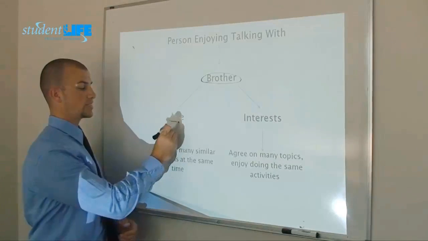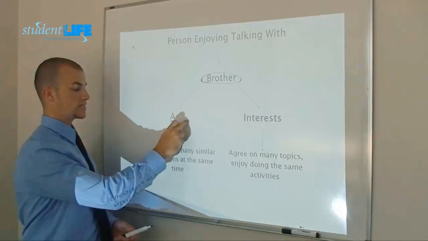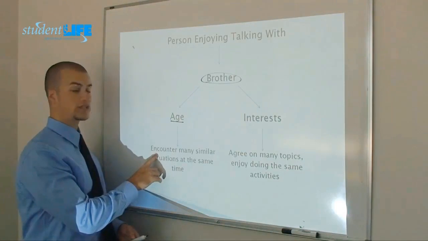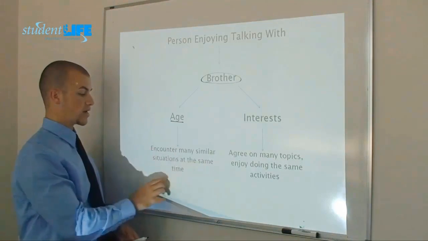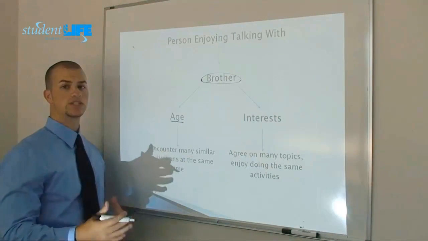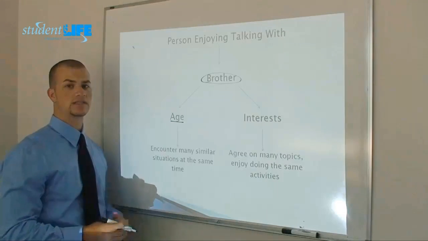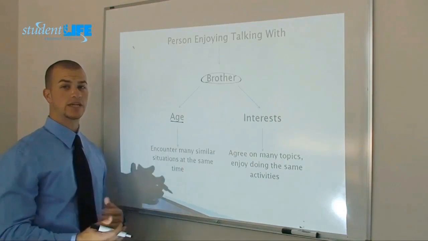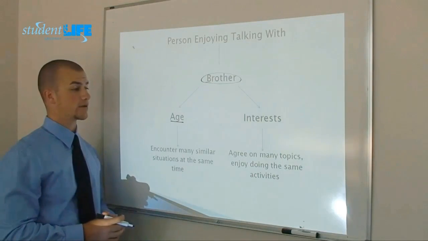My first example is age. So this is my example, this is my explanation of the example. The explanation says that we would encounter many similar situations at the same time. So, since we're similar in age, we would encounter certain situations and life experiences at a similar time. So that's something that we would be able to share together.